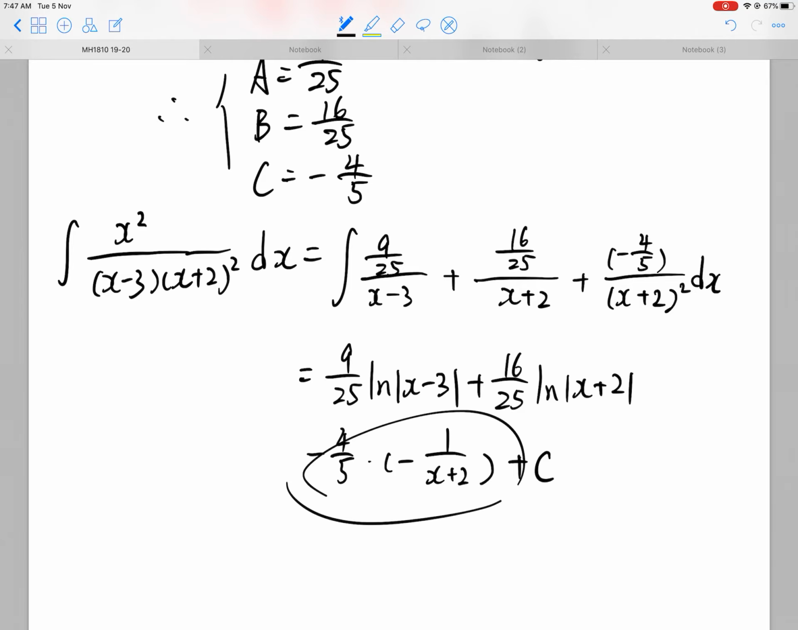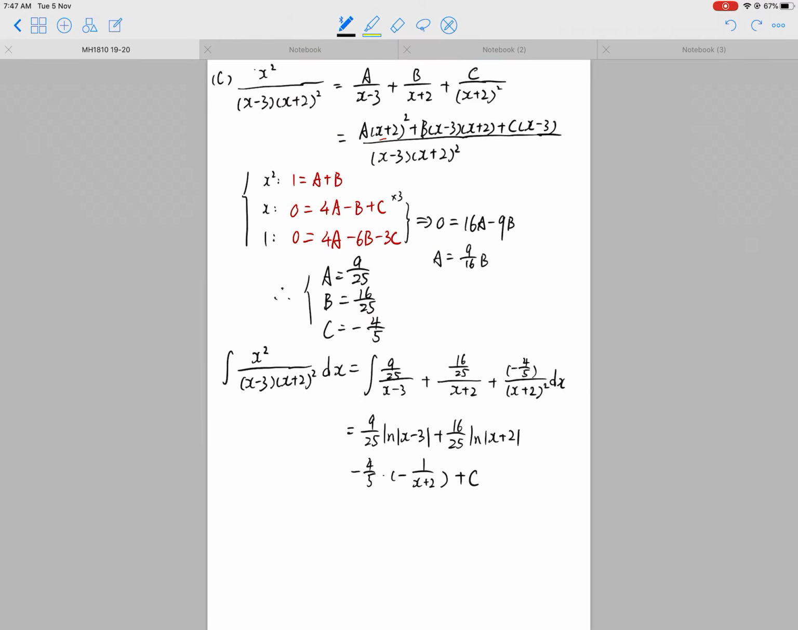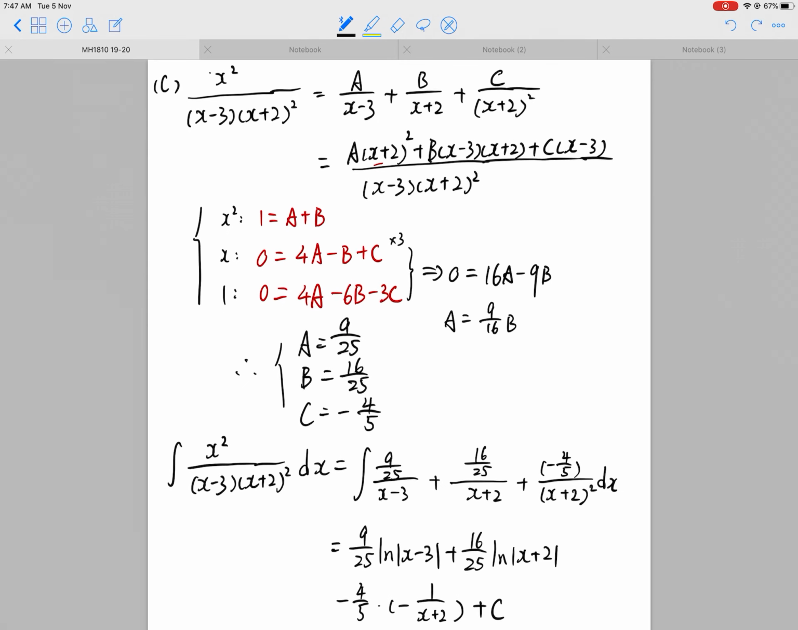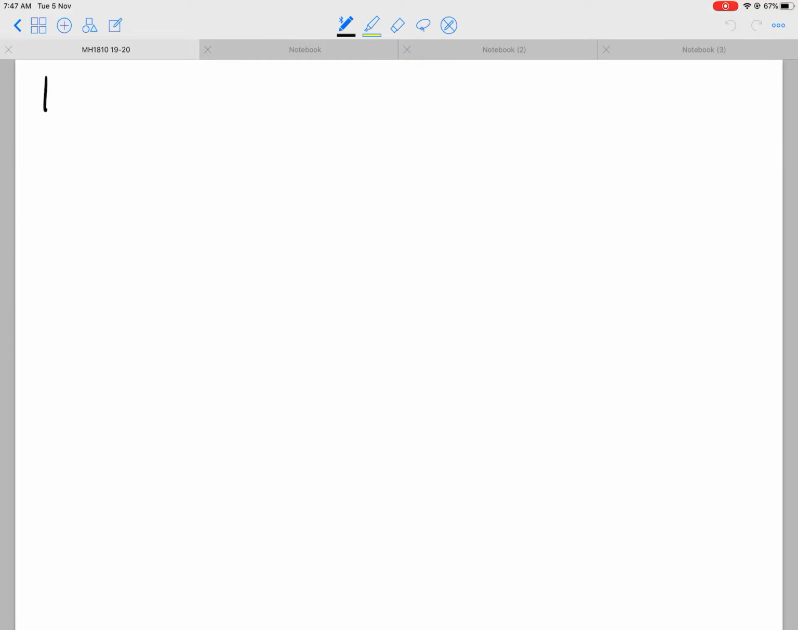You can simplify this a little bit. It looks complicated, but the method is quite standard. You just have to follow it, do it, you get the answer. Okay, there's nothing to think about, it's just do it. Okay, part D.